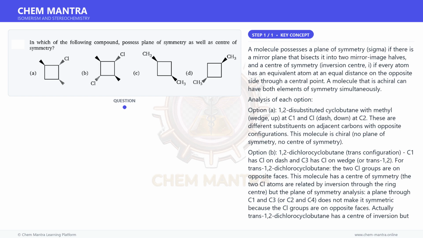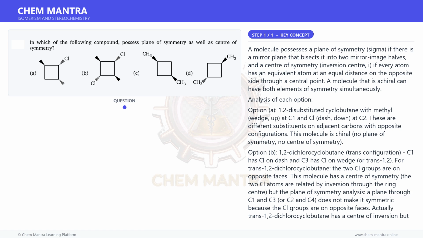A molecule possesses a plane of symmetry, sigma, if there is a mirror plane that bisects it into two mirror image halves, and a center of symmetry, inversion center, i, if every atom has an equivalent atom at an equal distance on the opposite side through a central point. A molecule that is achiral can have both elements of symmetry simultaneously.